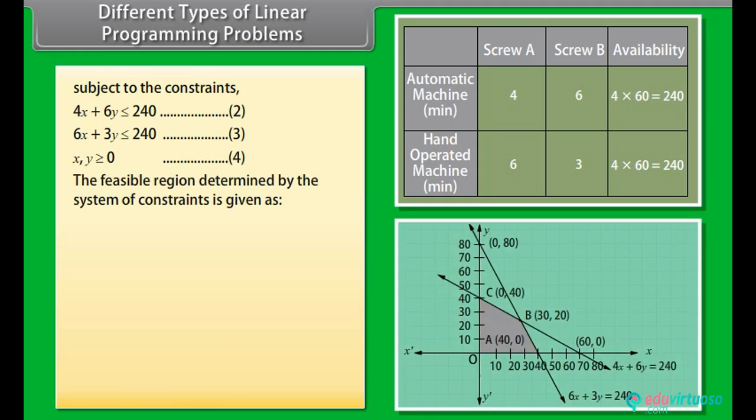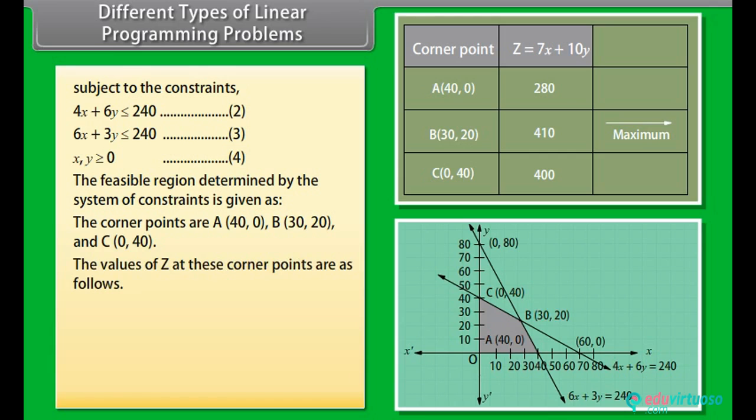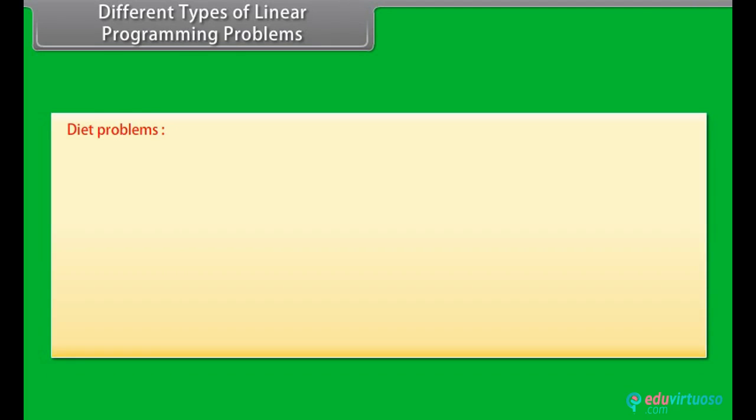The feasible region determined by the system of constraints is given. The corner points are A (40, 0), B (30, 20) and C (0, 40). The values of Z at these corner points are as follows. The maximum value of Z is 410 at (30, 20). Thus, the factory should produce 30 packages of screws A and 20 packages of screws B to get the maximum profit of rupees 410.